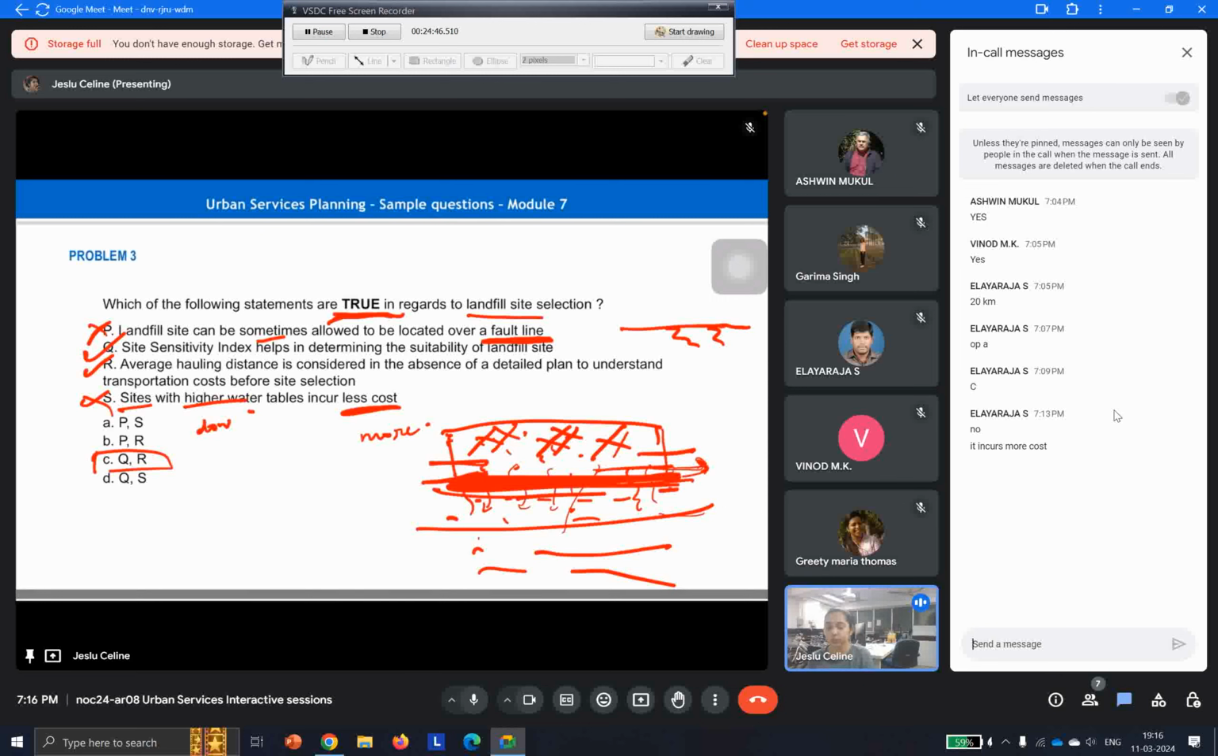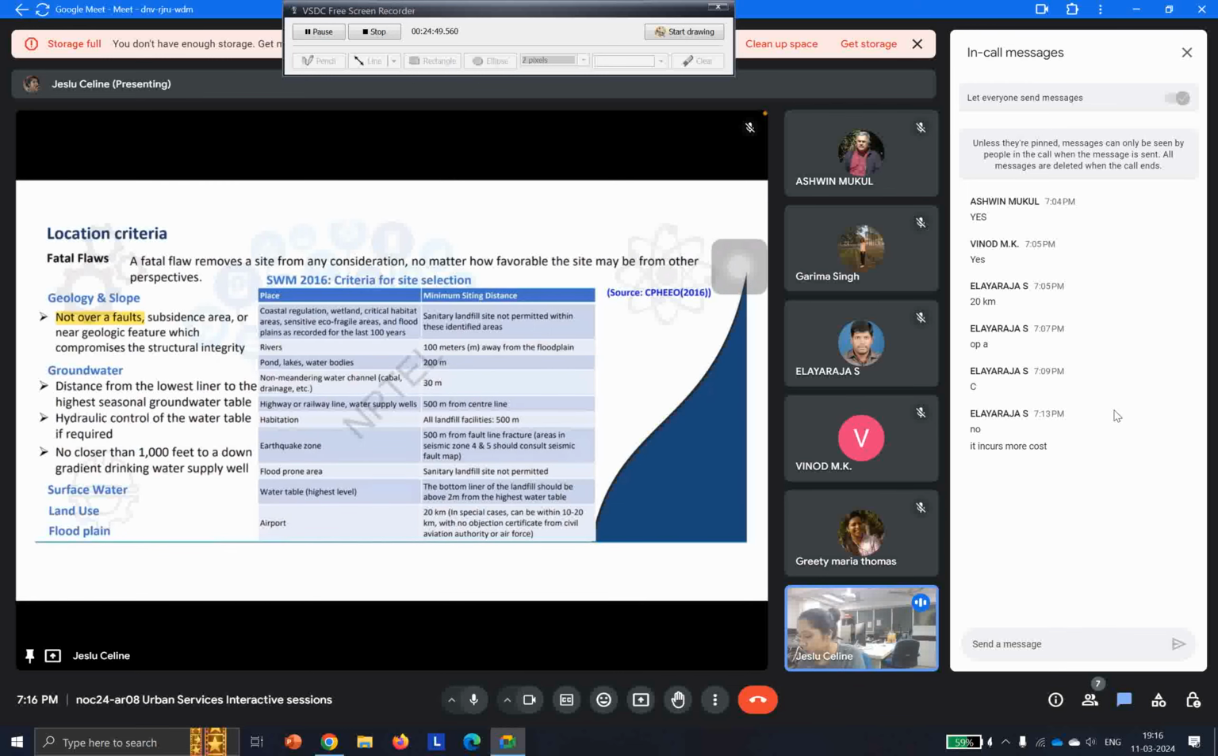Okay, so let's proceed to the next question. Before we proceed, this is what we discussed: fatal flaws. Under these circumstances, we cannot build a sanitary landfill in those regions, so it's called a fatal flaw. A fault line is considered to be a fatal flaw. Other fatal flaws are slopes, or if it is built near a geological feature which compromises structural integrity. Then comes even the groundwater. Based on the groundwater, we have certain distances which need to be maintained between the groundwater table and the liner of the landfill. Those details are given over here.